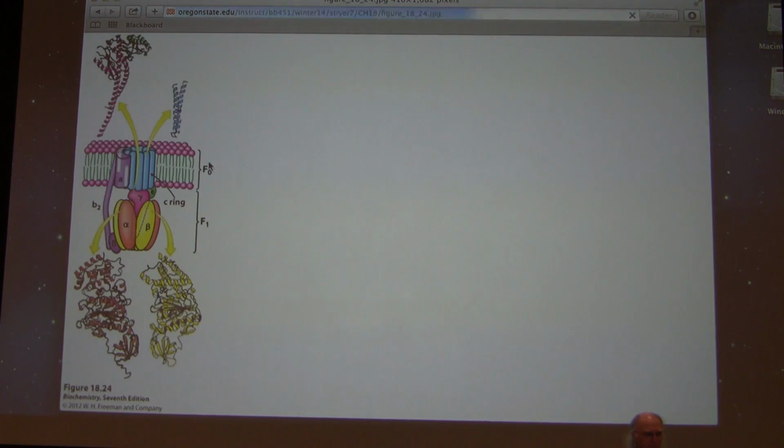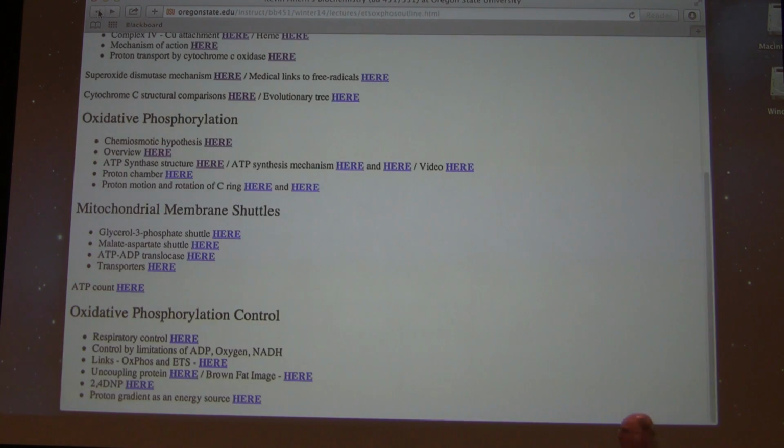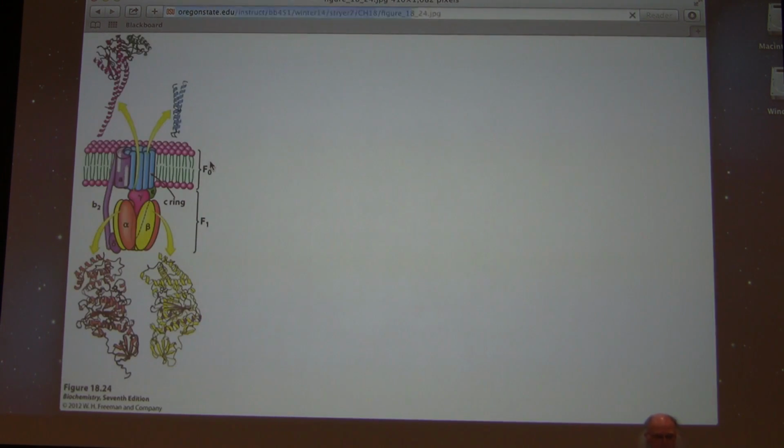Okay. This is actually what it looks like. The protons are moving, in this case, from here down to here. This guy looks like a mushroom. It's kind of an upside down mushroom right here. There's a stalk to the mushroom, and there's the head to the mushroom.